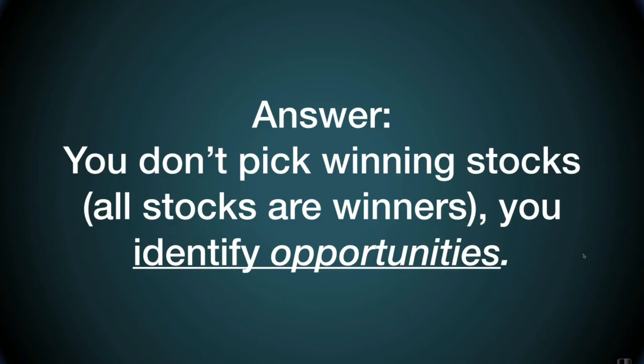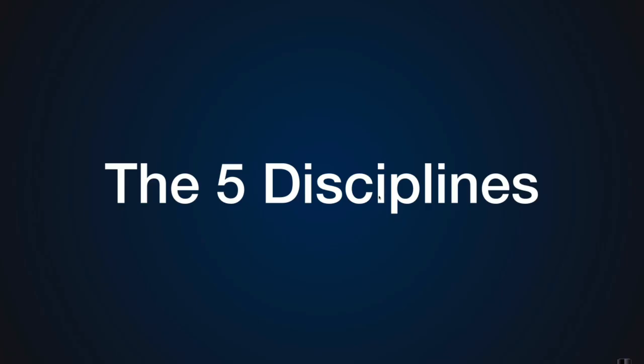And the answer is you don't pick winning stocks. You don't pick winning trades. They're all winners. All stocks are winners. All cryptos are winners. All futures can be winners. All Forex trades can be winners. What we want to do is identify the opportunity. We want to identify that this trade that I'm considering has the opportunity to break out and be explosive in a direction, whether that direction's up or down. And the way we're going to do that is through our analysis, and that's why we're focused on this, and it's what we call the 5 disciplines.